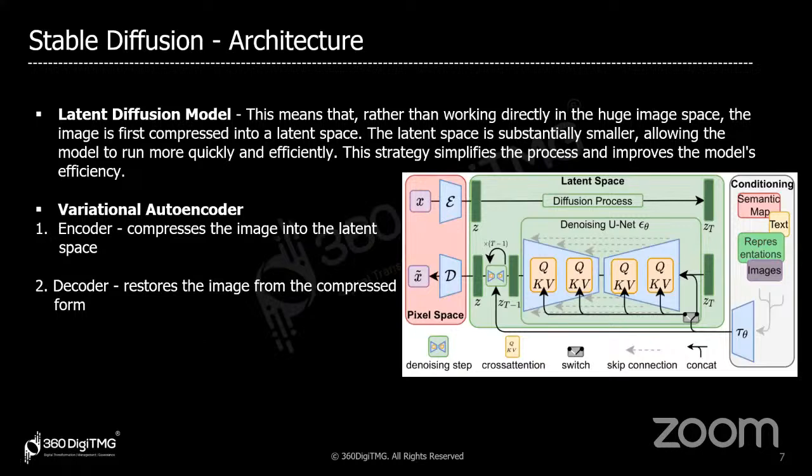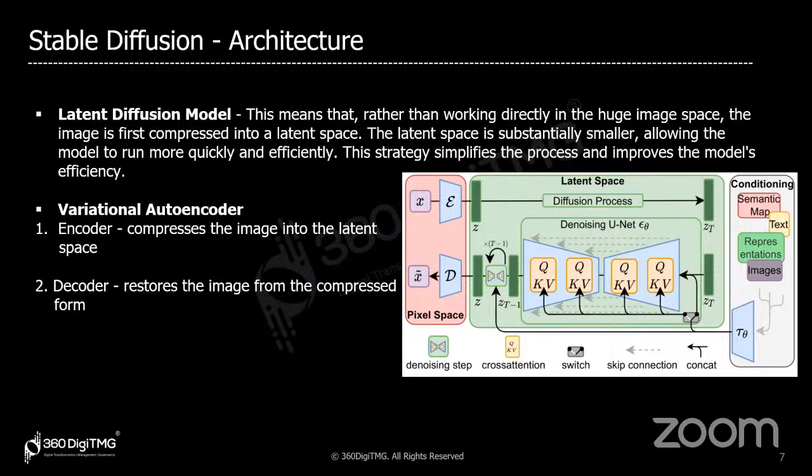Then there is the Stable Diffusion architecture. Rather than working directly in the huge image space, the image is first compressed. We first reduce the size of the image, compressing it so that it takes a smaller latent space. The latent space is substantially smaller, allowing the model to run more quickly and effectively. This strategy simplifies the process and improves the model's efficiency.